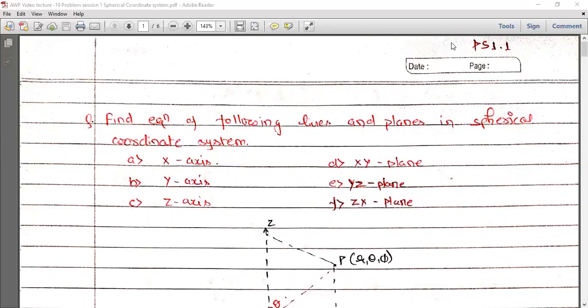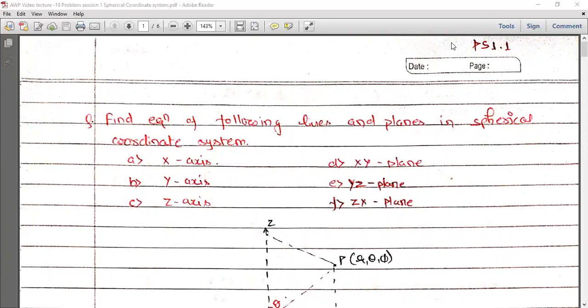of spherical coordinate systems. Okay, so we will perform 2 or 3 numericals, and I hope we'll find more grip over the spherical coordinate system. So the first question of our interest is to find equations of different lines and planes given in rectangular coordinate system and we have to convert these equations to spherical coordinate systems. For example, the different parts consist of x, y, z axis, x, y plane, y, z plane, z x plane, and we have to find corresponding equations in spherical coordinate systems.